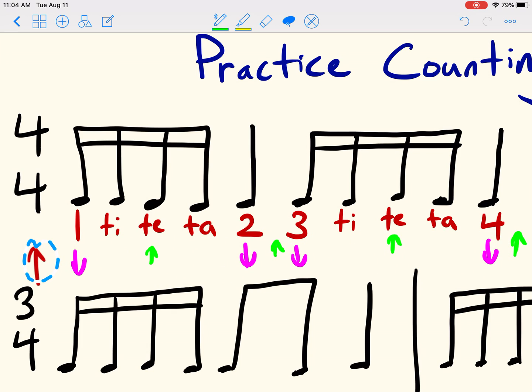1, 2, here I go. 1 ti teta 2, 3 ti teta 4. We're going to try that one more time. 1, 2, here I go. 1 ti teta 2, 3 ti teta 4.